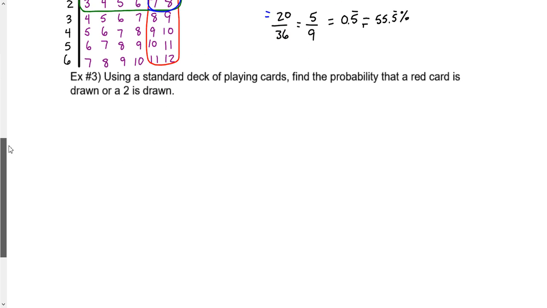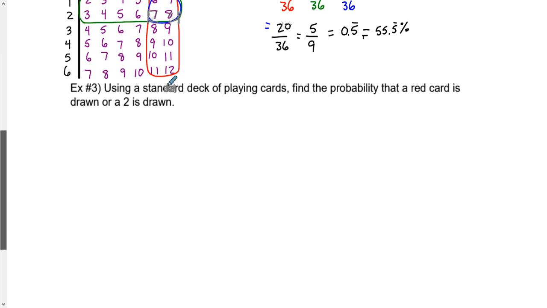Okay. Last example. Using a standard deck of playing cards, find the probability that a red card is drawn or a 2 is drawn. So let's do this without anything. We'll just talk through it. So we need to know the probability of having a red card, union, that's what the "or" stands for, a 2. So what's the probability of a red card happening? What's the probability of a 2 happening? And what's the probability of having a red and it being a 2?